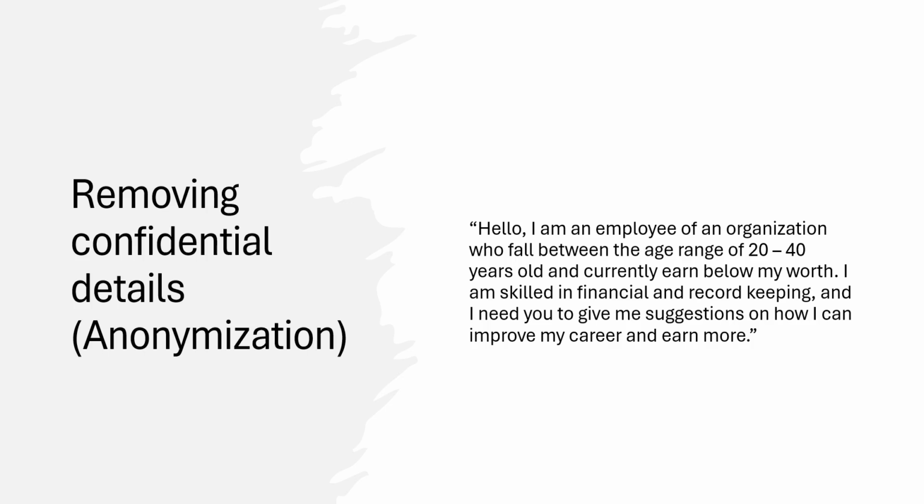So I've transformed it into: hello, I'm an employee of an organization, and I fall between the age range of 20 to 40 years old. You see, I'm not giving my full name. I'm not giving the name of the place where I work. I'm also not giving my exact age, but I'm giving a range here, right? So that it helps the AI to give me a right suggestion, and also I currently earn below my worth. So you see, I didn't just say this is the worth. The salary information also has been removed, right?